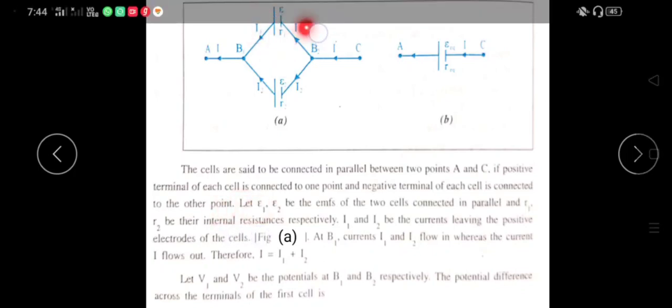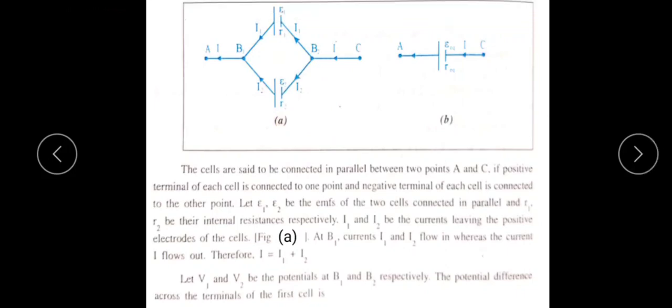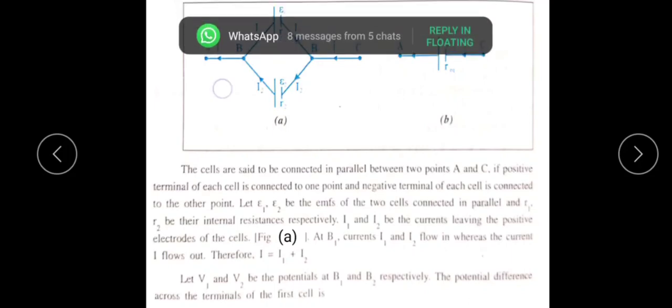Let E1 and E2 be the EMF of the two cells connected in parallel. Then R1 and R2, see here, are the internal resistances of the two cells respectively. Then I1 and I2 are the currents leaving the positive electrodes of the cells, as shown in the figure. At B1, see, this is the B1.